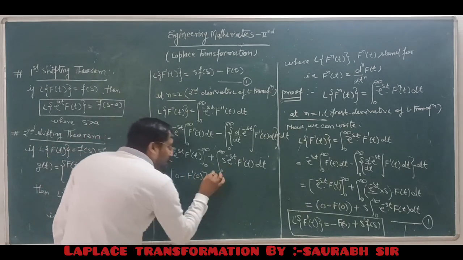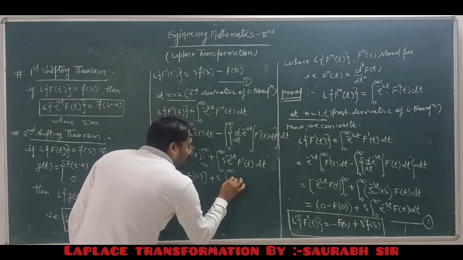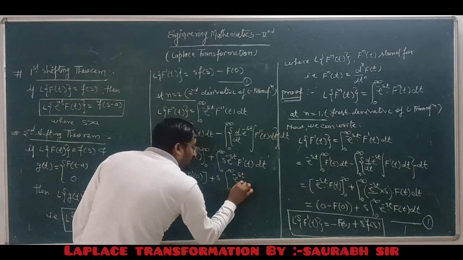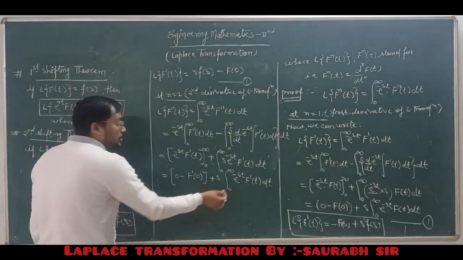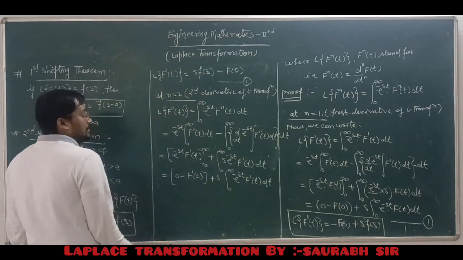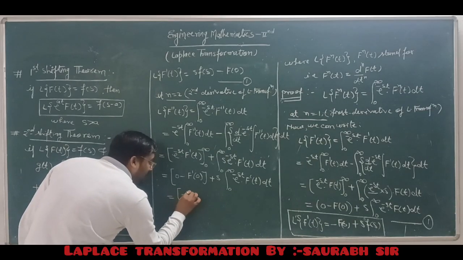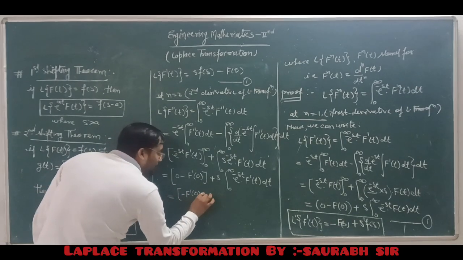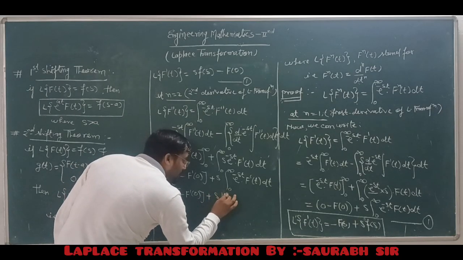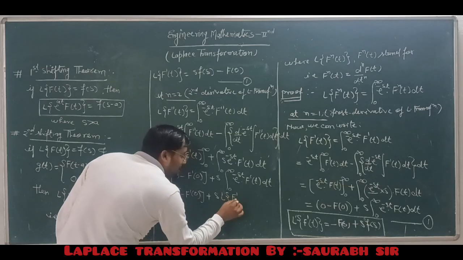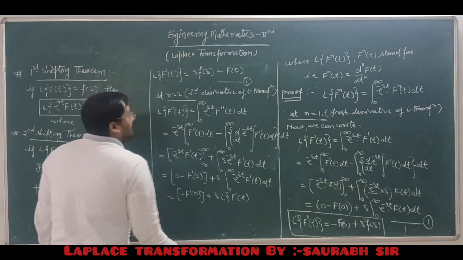Now write this as integral 0 to infinity e to the power minus st into f'(t), which is the first derivative of Laplace. Now putting the value from equation first: minus f'(0) plus s L{f'(t)}. Now put the value in equation first.